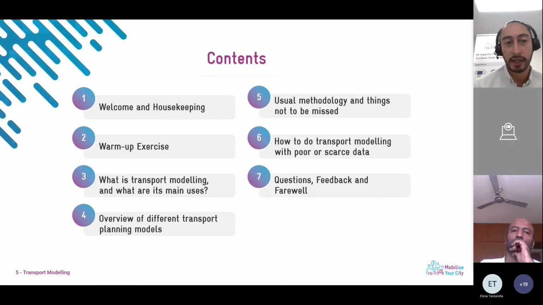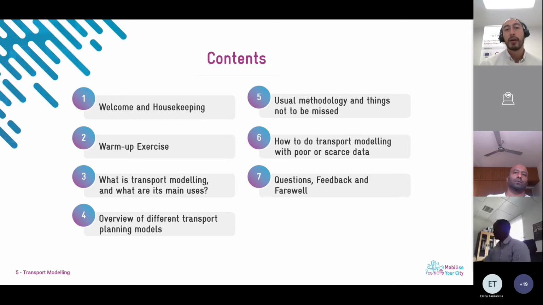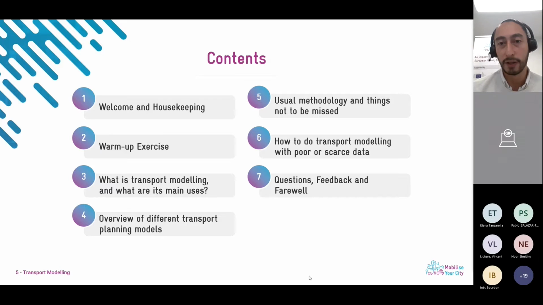For the session, we're going to go through different sections. We're going to start with the warm-up exercise. It's going to be a very interactive session, so we will ask you to contribute to a tool that we will introduce later on. Then we're going to see where transport modeling fits and what its main uses are. We will also see an overview of different transport planning models, to then see the usual methodology and things not to be missed when you're preparing your transport model for mobility planning. We will also see how to do transport modeling with poor and scarce data. And then finally, we'll have some space for questions and feedback, and then the farewell.